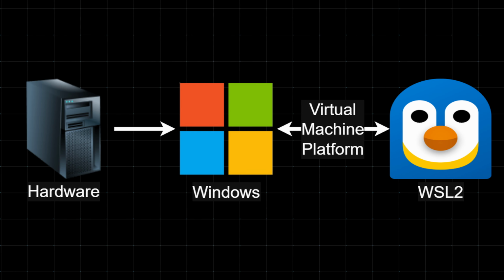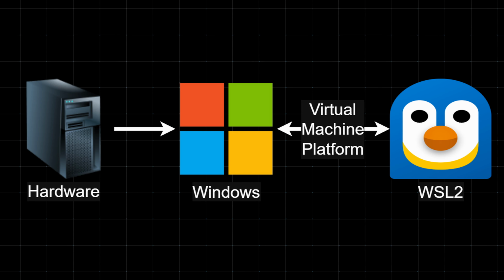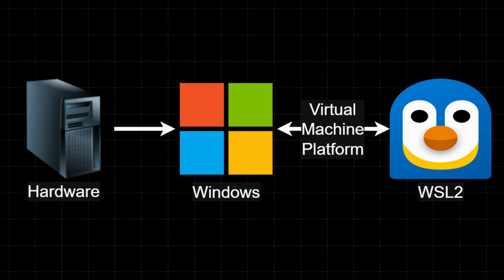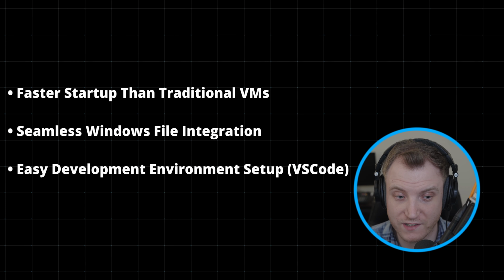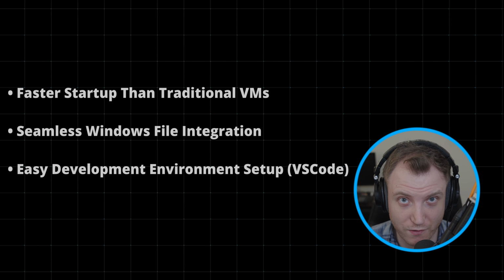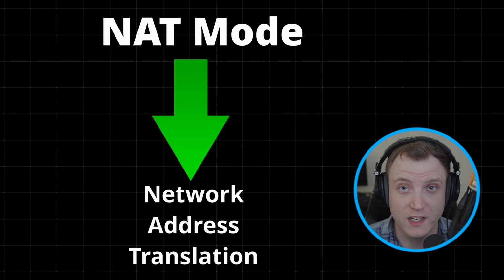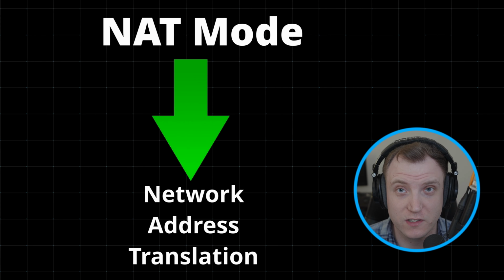That's because it runs on something called the Windows Virtual Machine Platform, which lets it operate much closer to the hardware and to Windows itself. The benefits of this are that it's faster, more lightweight, and much more tightly integrated into Windows itself, which is why it feels like it's built right into Windows, but networking is where it reminds you it's still a virtual machine. By default, WSL runs in NAT mode, aka Network Address Translation.